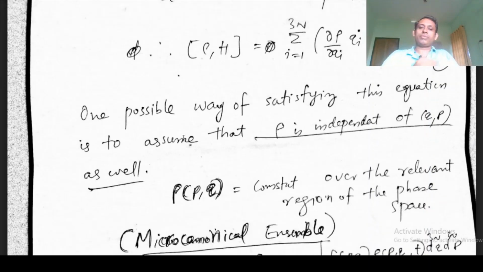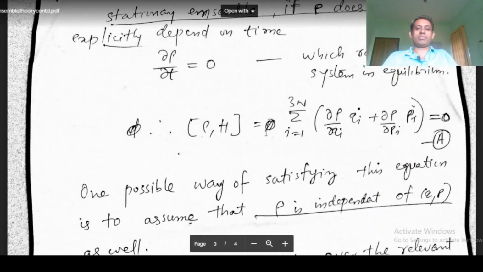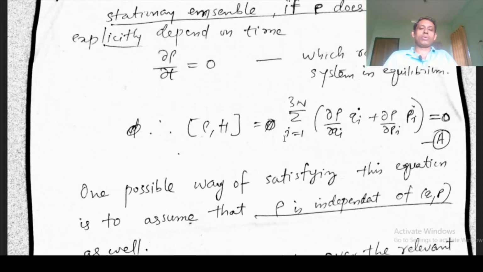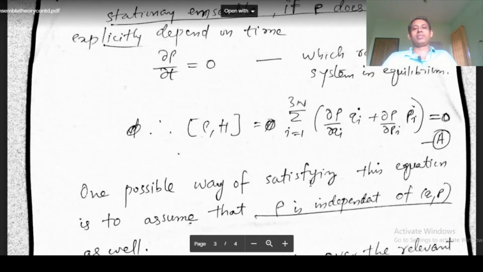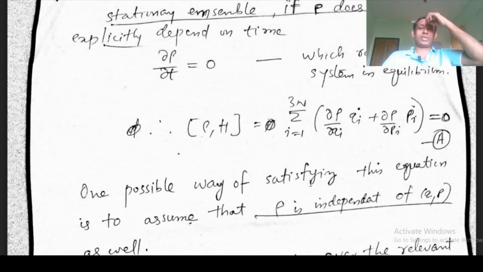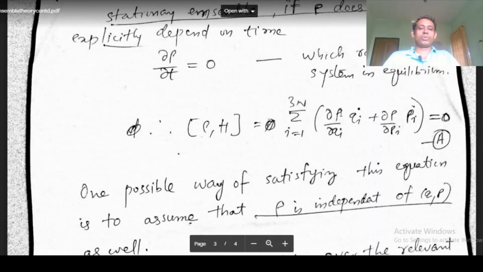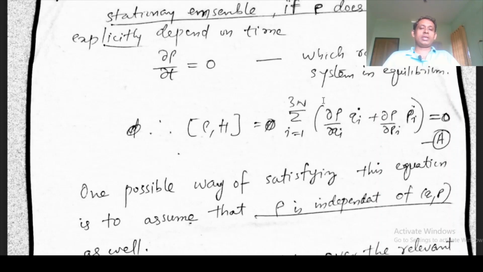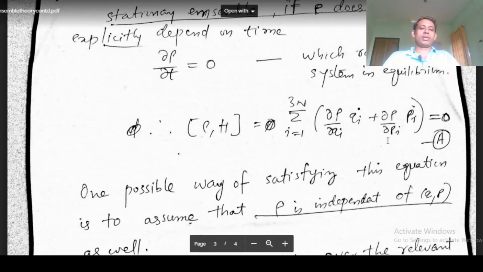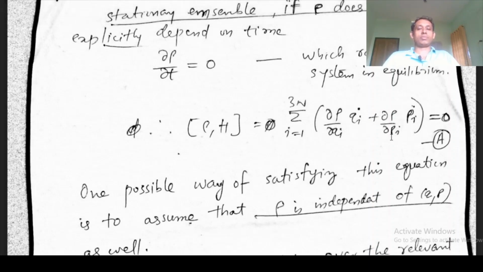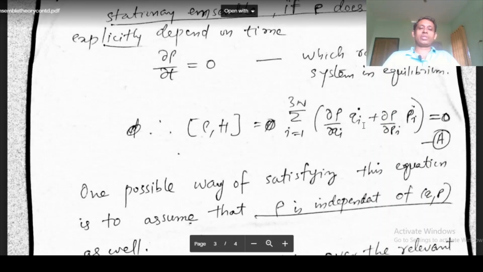Now for the Poisson bracket of rho and h equal to 0 to be satisfied, one way is to assume that rho is independent of q and p. So anywhere on the phase space, rho is the same. Rho is a constant everywhere on the phase space. So rho does not depend on q, rho does not depend on p. So as you take the partial derivative of rho with respect to q, you will get 0, and here also, as you take the partial derivative with respect to p, you will get 0. So this equation is satisfied.